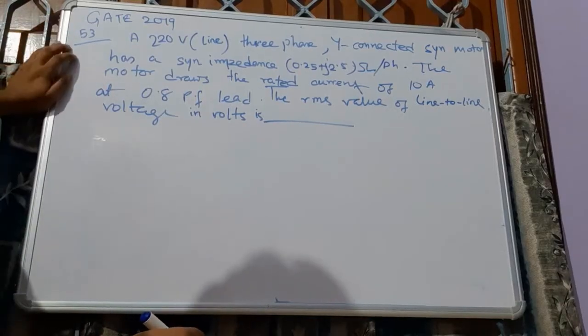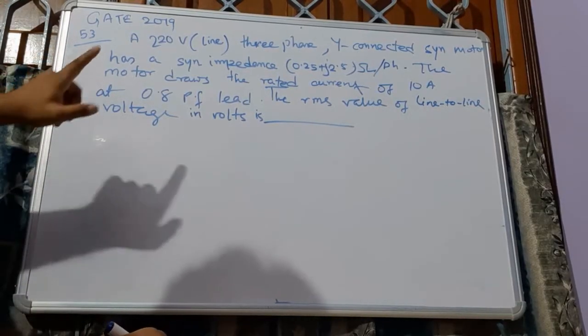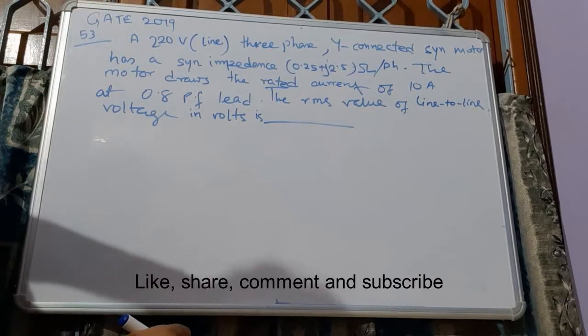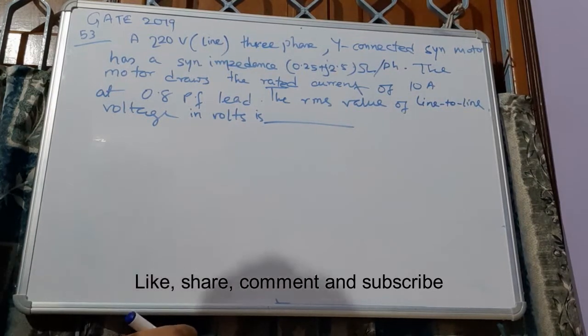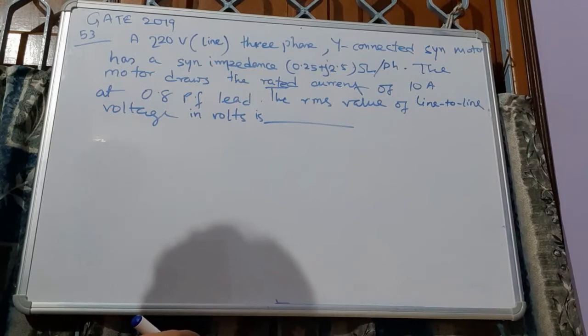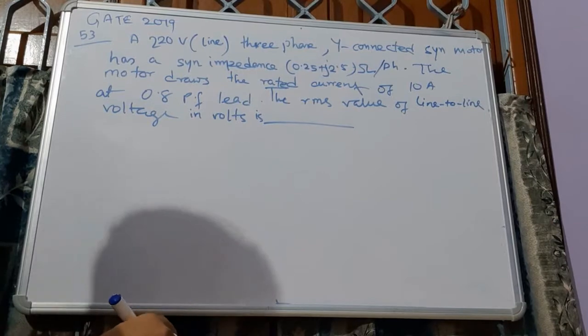So this is the GATE problem number 53. A 220 volt line, three-phase star connected synchronous motor has a synchronous impedance of 0.25 + j2.5 ohm per phase. The motor draws the rated current of 10 ampere at 0.8 power factor leading. The RMS value of line to line voltage in volts.